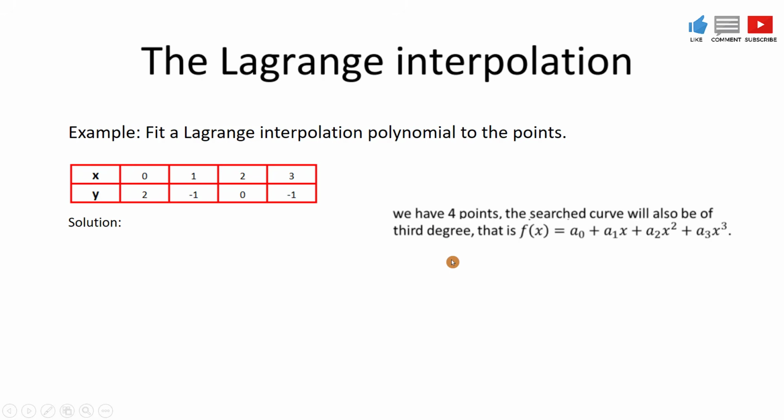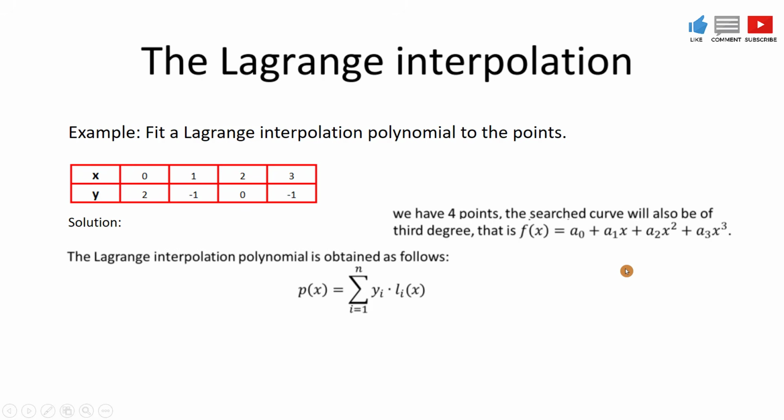We have 4 points, so the function will be of third degree, or the maximum power will be 3 because the maximum power equals 4 minus 1. Okay, that is the rule for the Lagrange polynomial function, which equals the summation i from 1 to n of yi multiplied by li of x. Li of x is the Lagrange function. Li of x is equal to the product j from 1 to n of x minus x sub j divided by x sub i minus x sub j, where j is not equal to i.